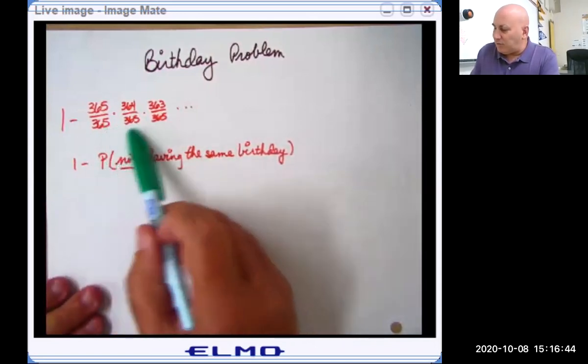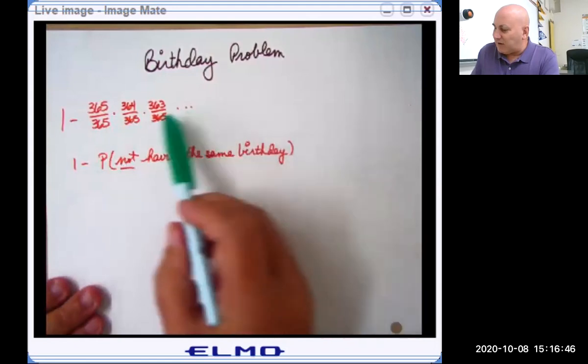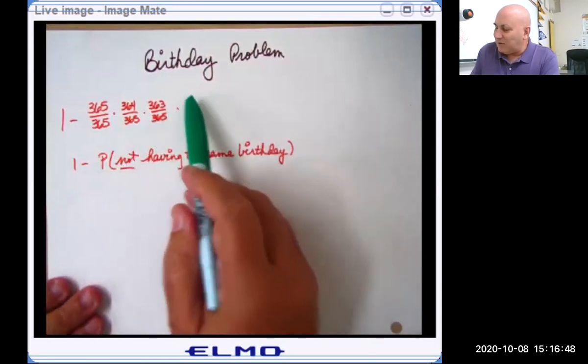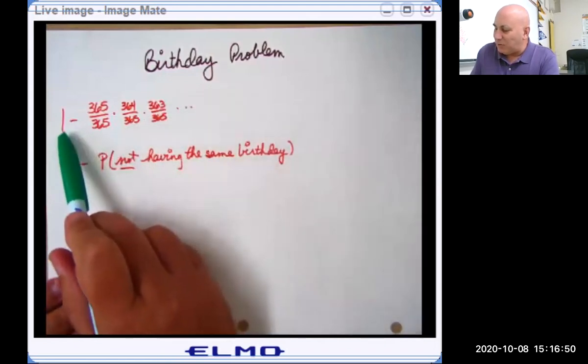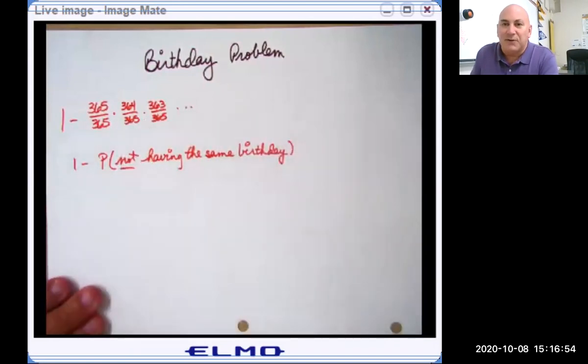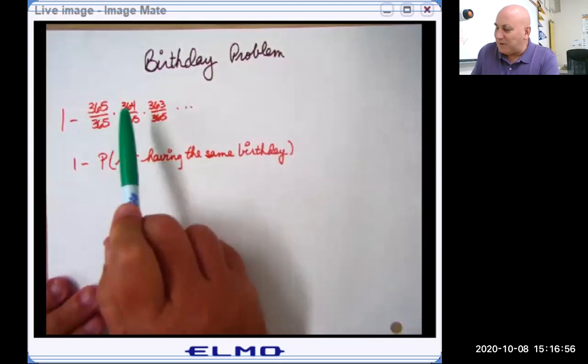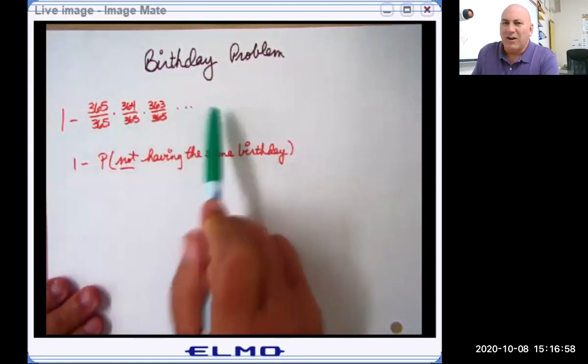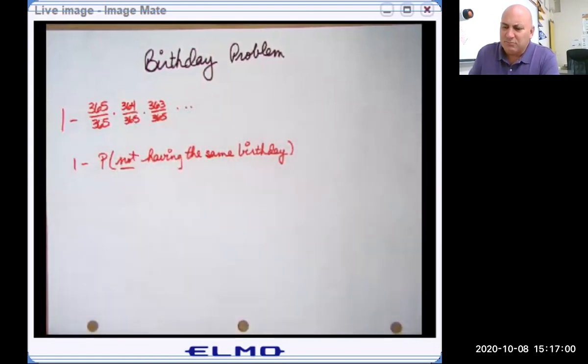So if you run this calculation and keep doing it until you come up with a probability, 1 minus all of this is equal to at least 50%. And then you count how many of these fractions there are. I believe the answer is 23. You'd think I'd have looked that up before I started preparing this video, but I did not.